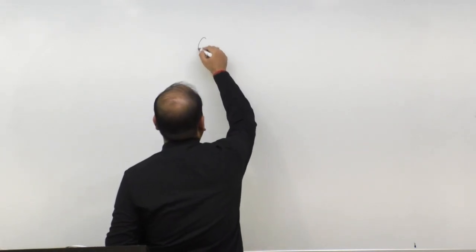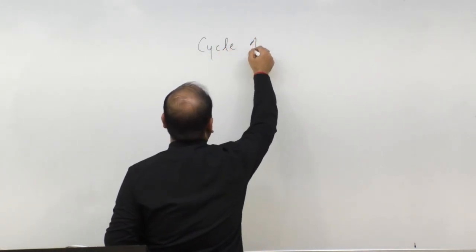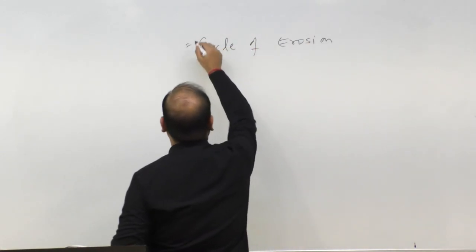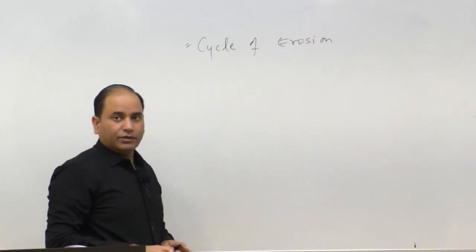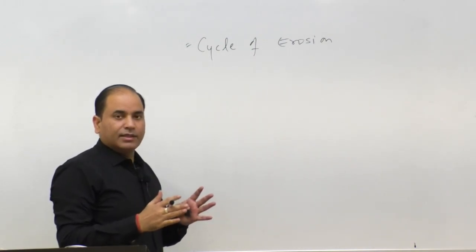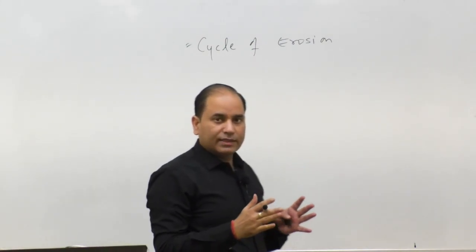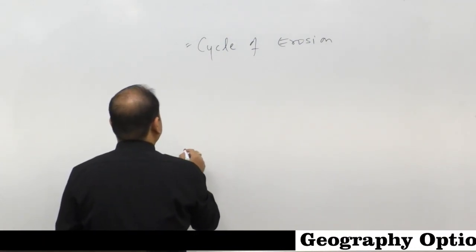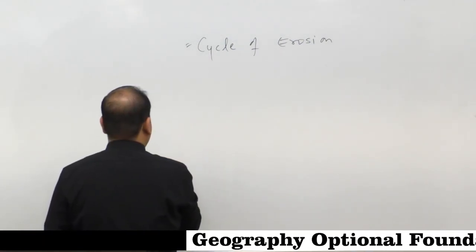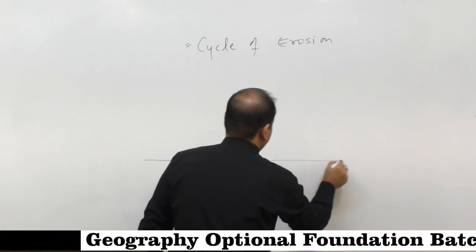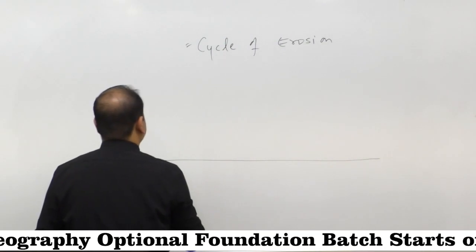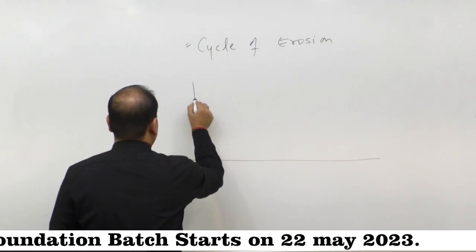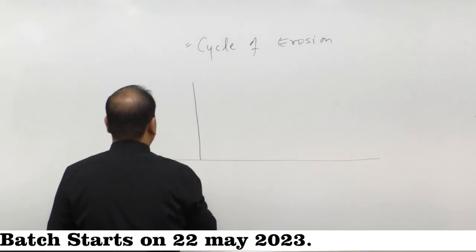What is this cycle of erosion? So as per Davis, cycle of erosion is simply what Davis has suggested. Try to understand. Davis has suggested, we'll see the graphical presentation.